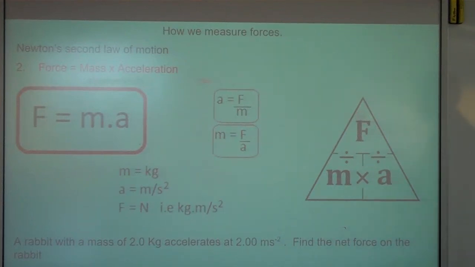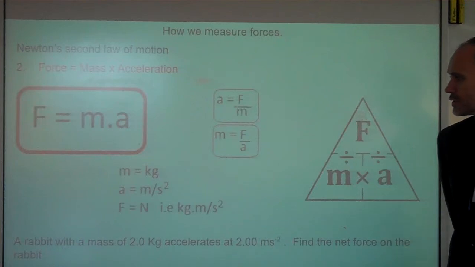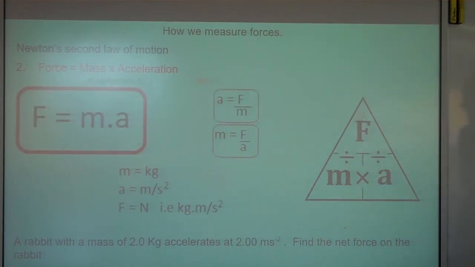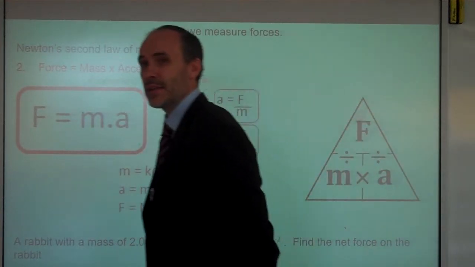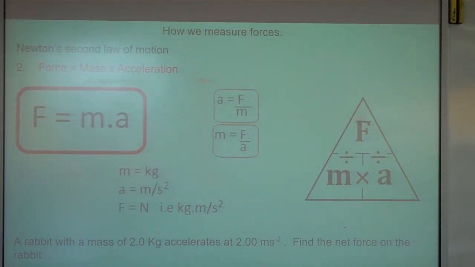Okay, so let's see. A rabbit with a mass of 2 kilograms accelerates at 2 meters per second squared. Find the net force on the rabbit. You should be able to do that in your head. Okay, what is the net force on a 2 kilogram rabbit accelerating at 2 meters per second squared? Hold up your hand, the number of fingers indicating the answer to that particular problem right now.